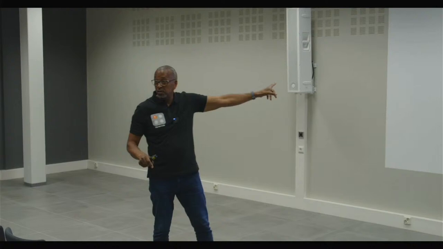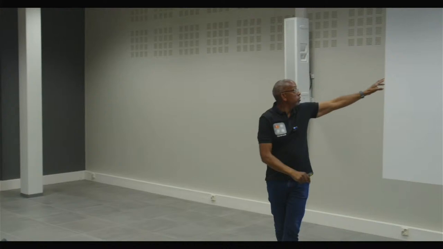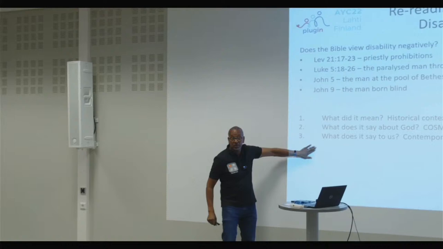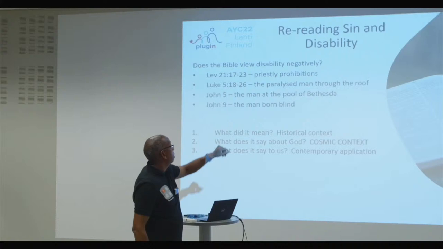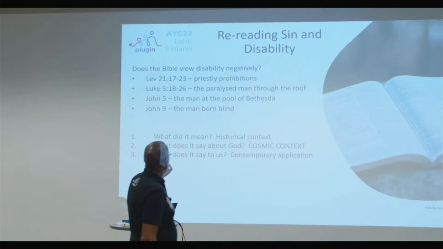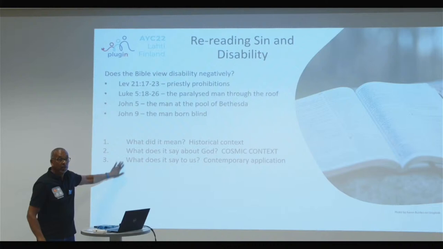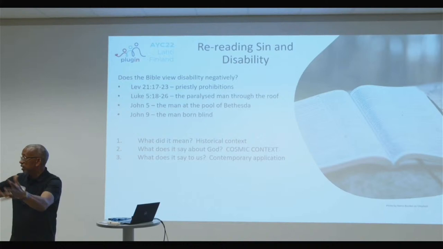At the back there, from this young man here in the black, backwards, and you can be in smaller groups, you work with Luke 5, the paralyzed man through the roof, and you're asking these three questions. The front group here, you work on John 5, the man at the pool of Bethesda, again asking the three questions. And at the back, you're working on John 9, the man who was born blind. Just answer the three questions. So I'm going to give you 5 minutes to answer those three questions, and then we'll feed back together. Okay? Go ahead.